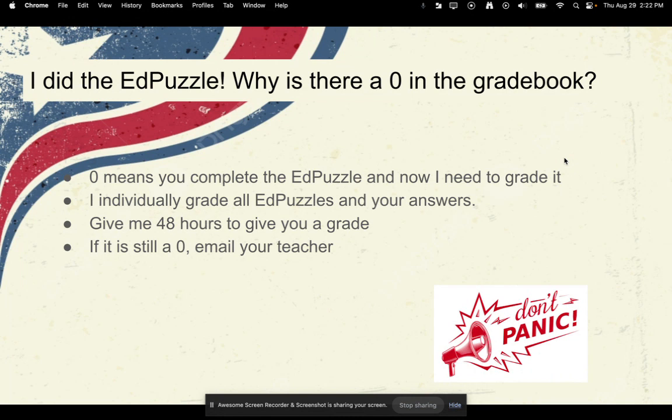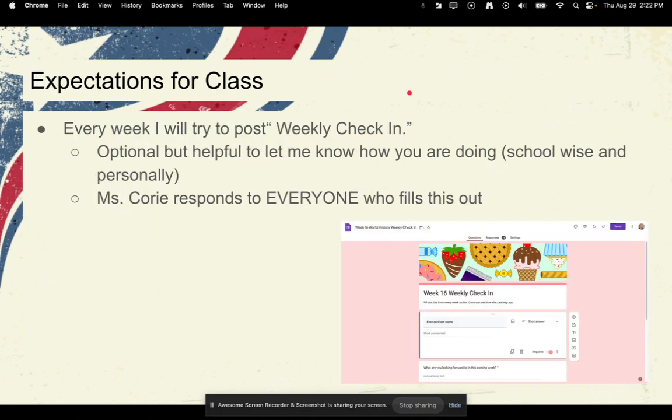So I individually grade all Edpuzzles and all of your answers, and you're like, really, you do? Yeah, seriously, I do. I look through every single one, and I read every single one, and I grade every single one. Now, if you do have a 0 on the Edpuzzle, give me at least 48 hours to give you a grade. If it's still at a 0 after 48 hours, email me. I might have missed it or something like that, and I will grade that right away.